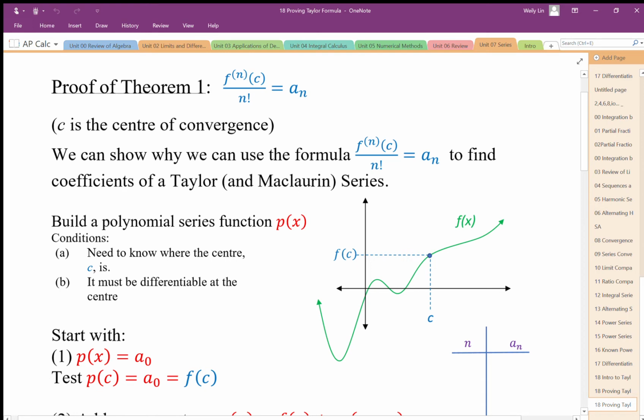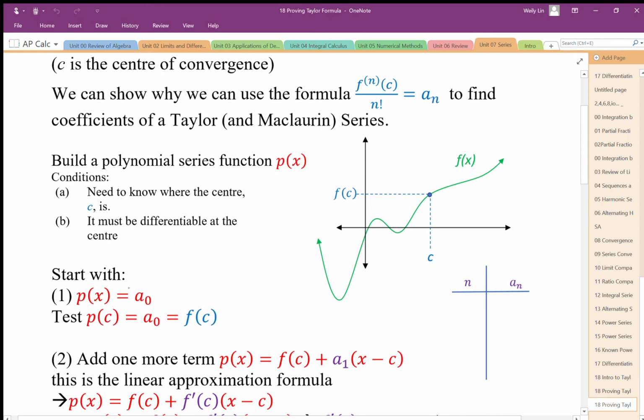So what we're going to do first is start with the p of x, the power series, the polynomial series. And we're just going to use one term and build it up from the first term. We'll call it p of x, and the first term we'll call a naught. Really, a naught is just a constant, and we're going to find the value of that a naught by plugging in the c value. That's going to be the f value at point c. So we need that point to start, and that was the first condition.